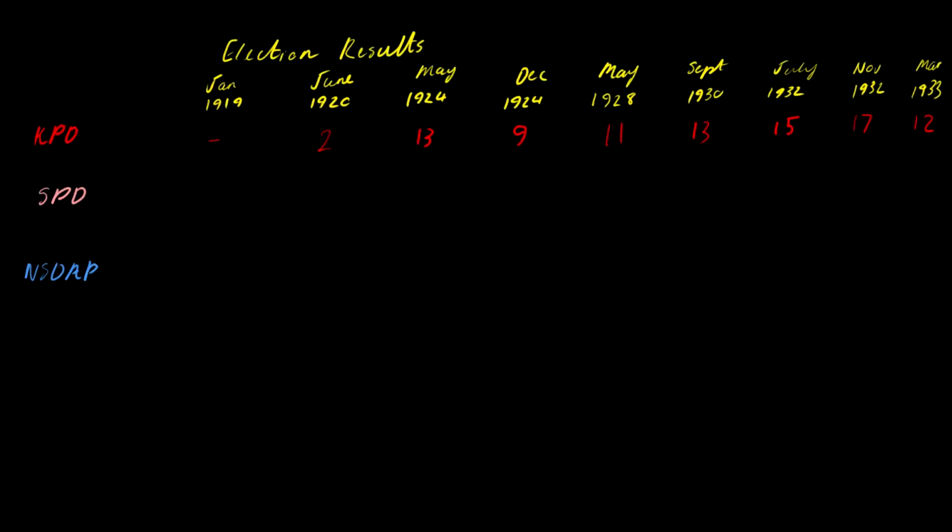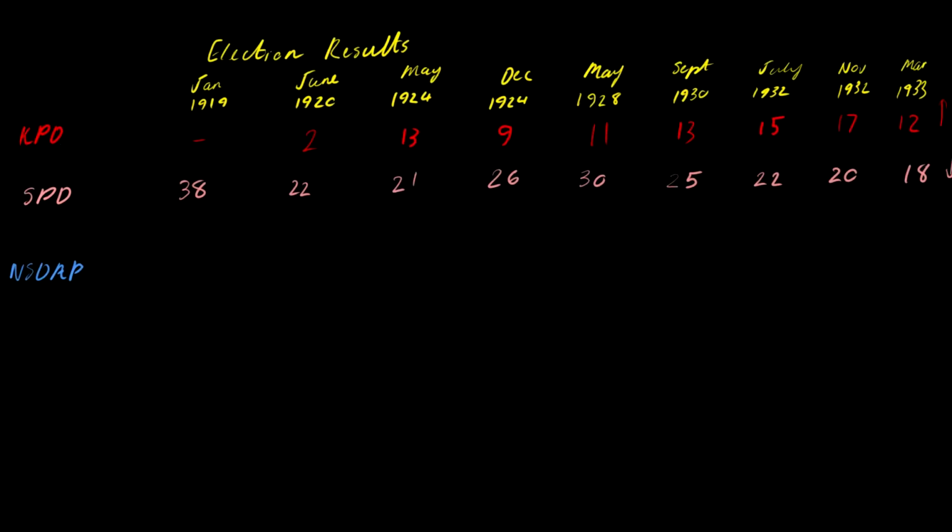Now the SPD, which was generally quite a popular party, starts with 38%. It's very popular. I want to get that same color. Let me get that color picking tool right there. I've got that color. We start with 38%, 22%, 21%, 26%, 30%, 25%, 22%, 20%, and 18%. So after the Great Depression, we have a general decline in support for this more conventional party.